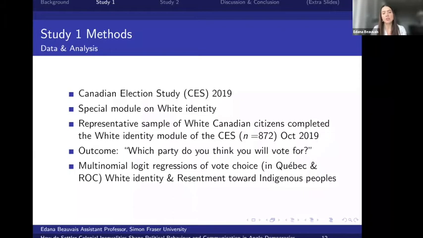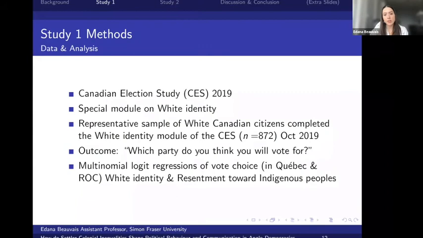Then I did multinomial logistic regressions of vote choice on white identity and resentment towards Indigenous people, controlling for important confounders. And I did separate analyses of Quebec and the rest of Canada, so Canada outside of Quebec, which is the convention in Canadian politics, just because there are two different party systems in those two regions.